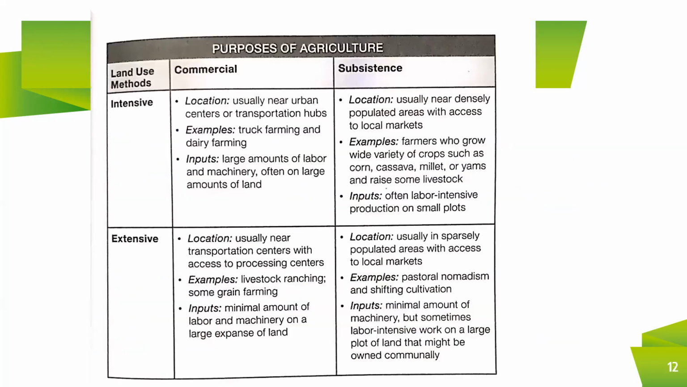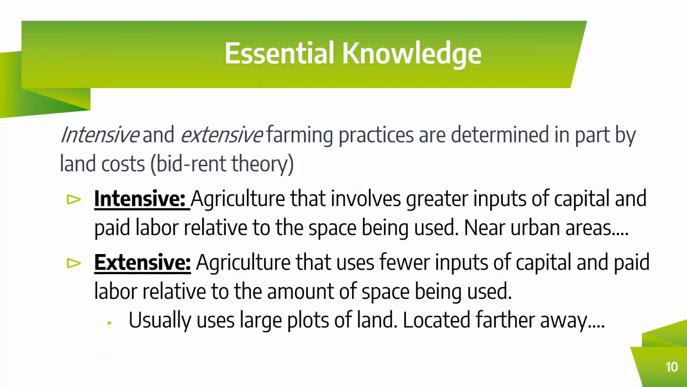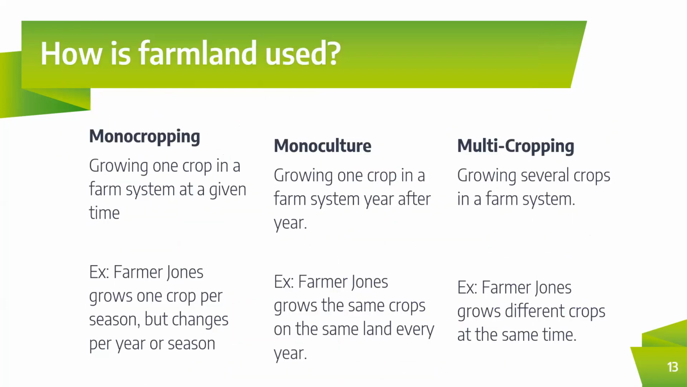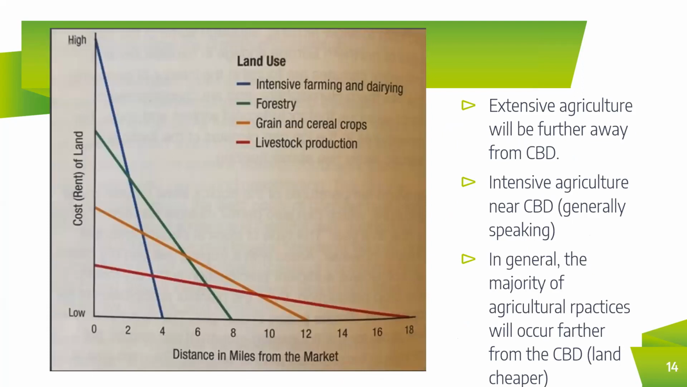Okay. So going back to the essential knowledge here, we can kind of tell where intensive and extensive farming practices are going to be practiced. And we can look at it through the land cost, but we can also look at it through the bid rent theory. And here is a good example of the graph of the bid rent theory. It's basically the price of land in relation to an urban area, right? So the farther away you are from the market, or in this case, the central business district, the CBD, right?